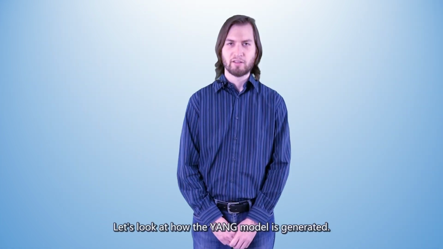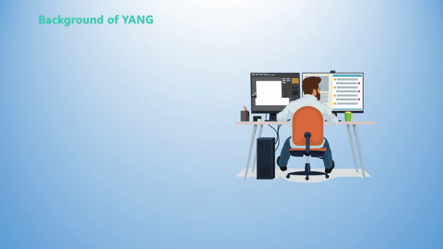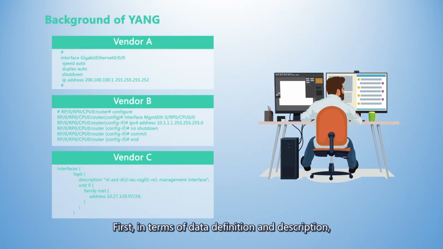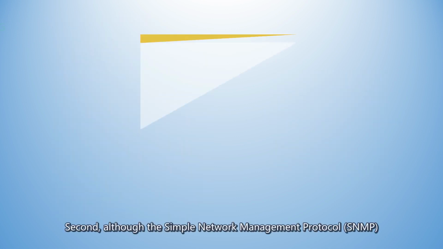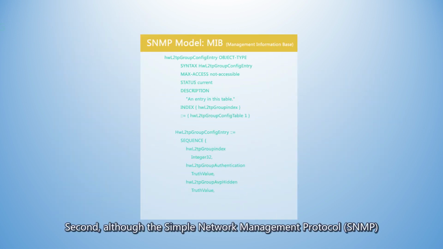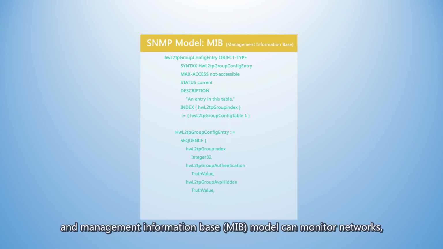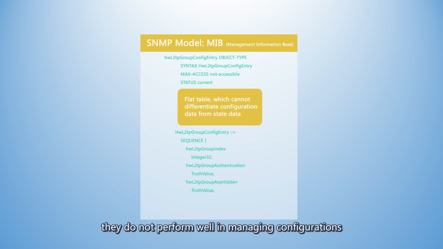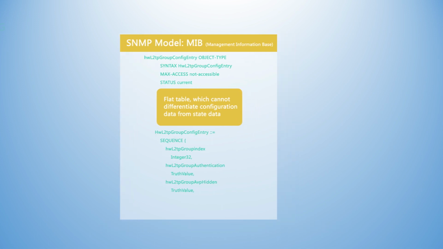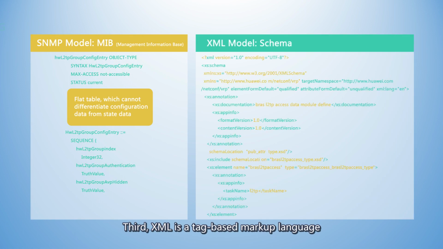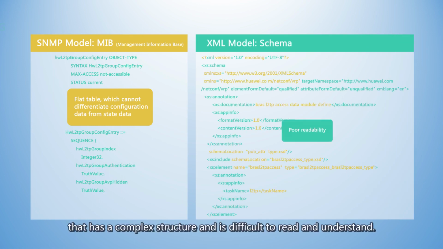Let's look at how the YANG model is generated. First, in terms of the data definition and description, traditional command lines are character strings. Second, although the Simple Network Management Protocol and Management Information Base model can monitor networks, they do not perform well in managing configurations and cannot isolate configuration data from state data. Third, XML is a tag-based markup language that has a complex structure and is difficult to read and understand.